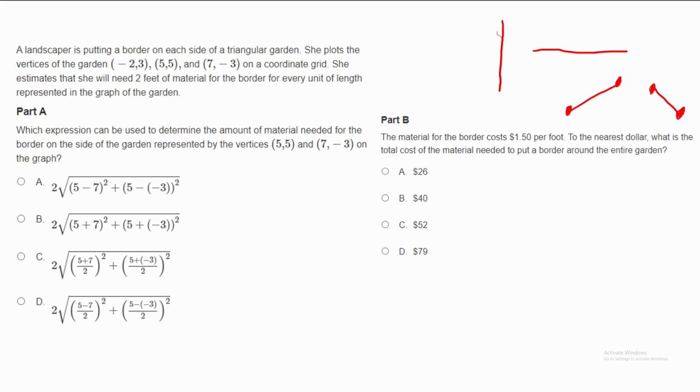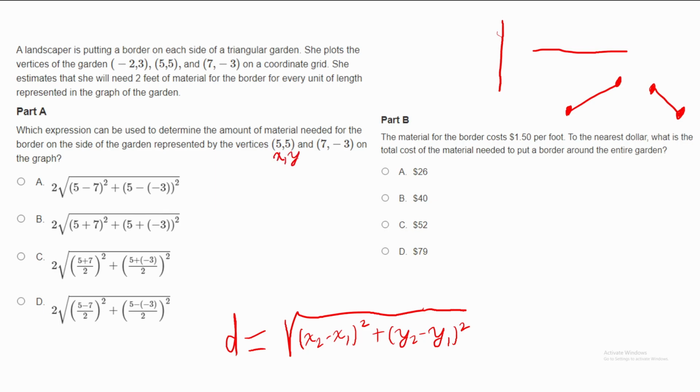So, with this, it says part A, which expression can be used to determine the amount of material needed for the border of the side of the garden represented by the vertices (5, 5) and (7, -3). So what I'm going to do here for you guys is write what our distance formula is equal to. So we get d equals the square root of (x2 minus x1) squared plus (y2 minus y1) squared. And the reason this is helpful is because we can then label our points x1, y1, x2, y2, and plug those in. So it says x2, which is 7, minus x1, which is 5.